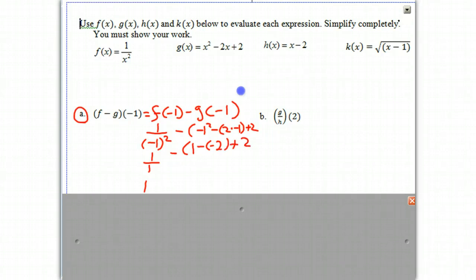And we get 1 minus a negative 2. That's the same as 1 plus 2. So we get 1 minus 1 plus 2 plus 2, which would be equal to minus a 5. And finally we get minus 5. And 1 minus 5 is equal to negative 4.